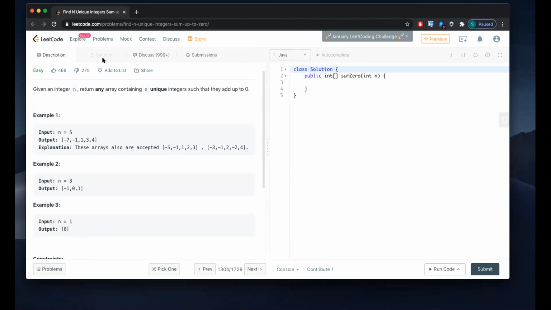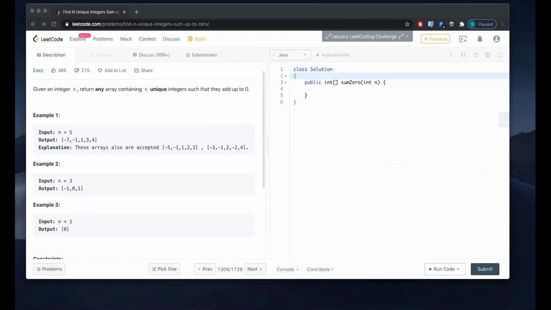So I'll show you my brute force solution first, right? The solution I came up with in the 20 minutes. Okay. And this is what I did.